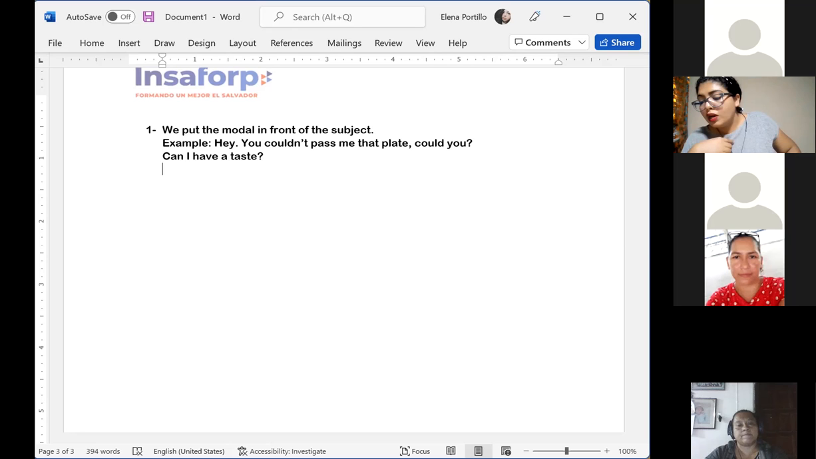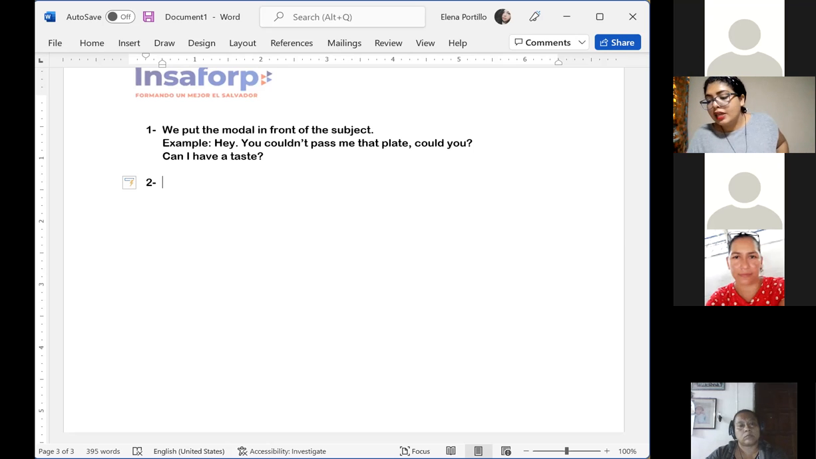Teacher, I have a question. Tell me. When you say put the modal in front of the subject, does this mean the modal verb is put before the subject? Yes, in that case, you write first the modal verb, then you write the subject. Okay, thank you. You're welcome.